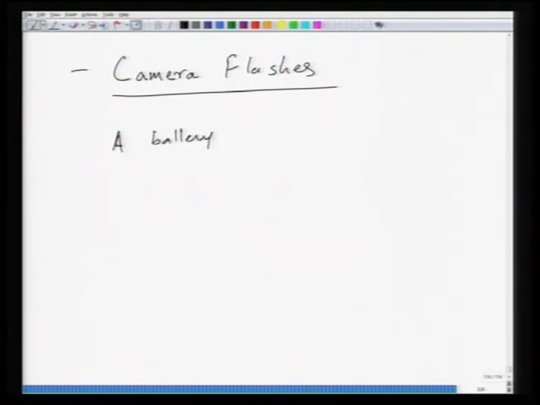And the second application could be in camera flashes. In this application you have a battery. So, basically, a battery charges the ferroelectric capacitor.